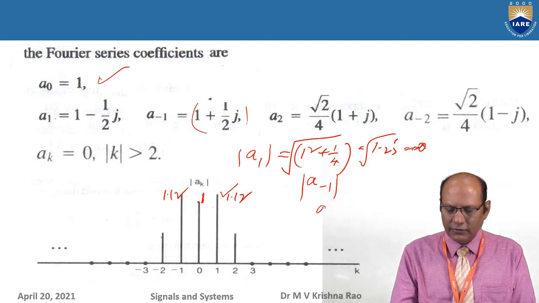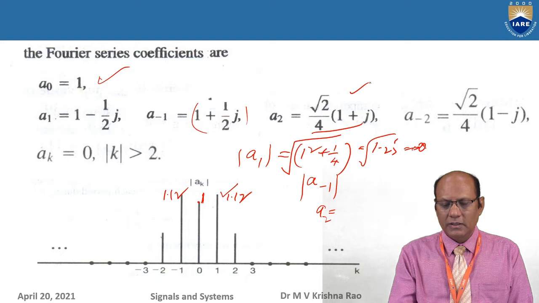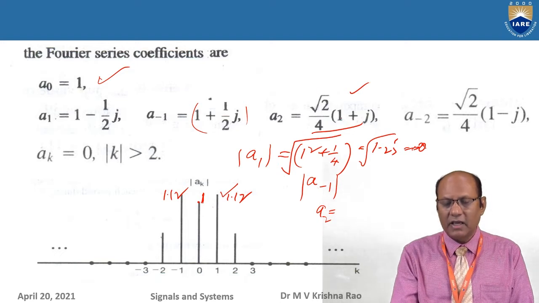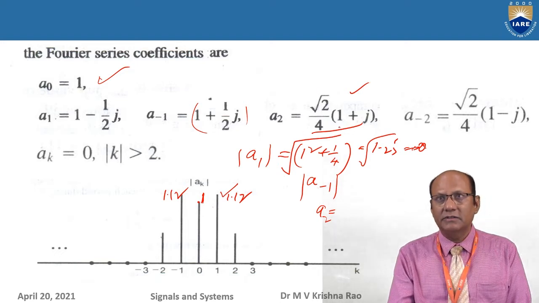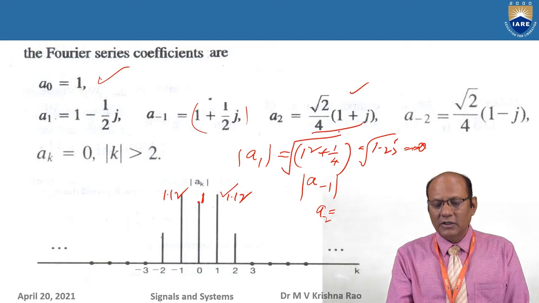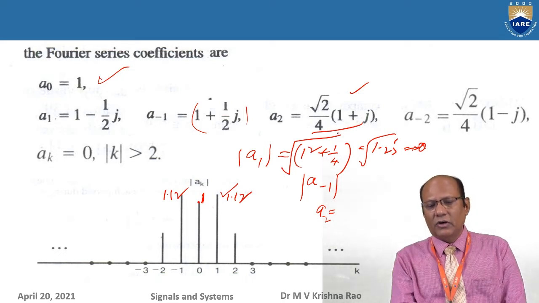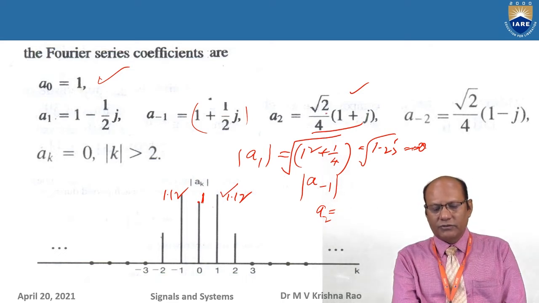Now if I take A2, what is the magnitude of this? Keep this as it is. What about this? It is a complex number, so you have to find it. So 1 square plus 1 square, square root of 2, over square root of 2 and square root of 2.